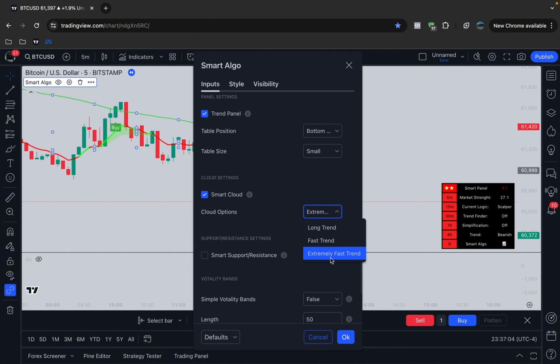So I mentioned this in the last video. Extremely fast trend is for scalping on the extremely low time frame. Fast trend would be for a middle time frame and long trend would be for your higher time frame, guys.